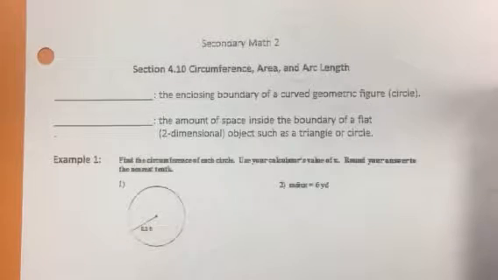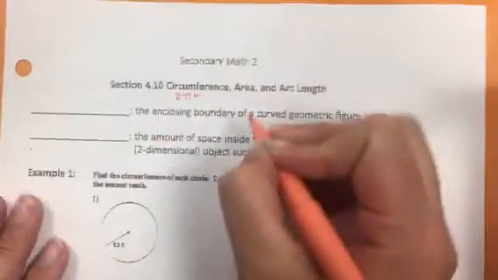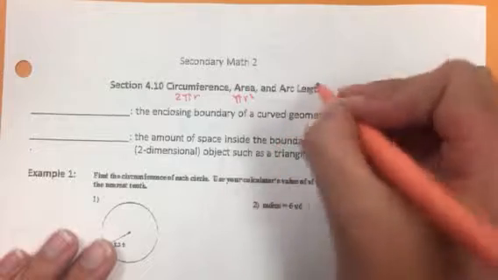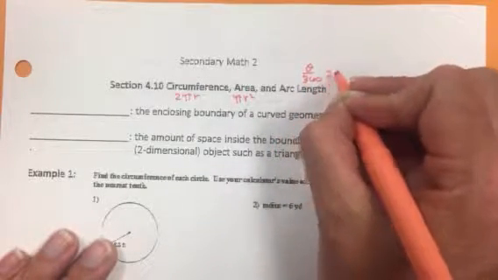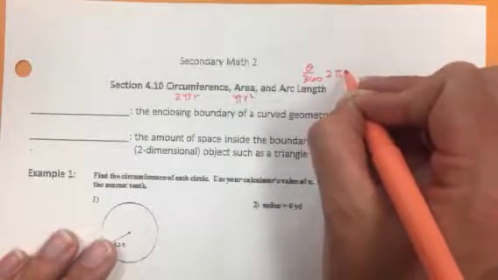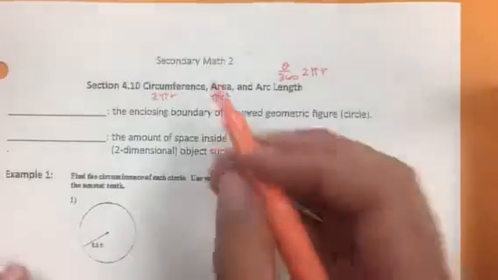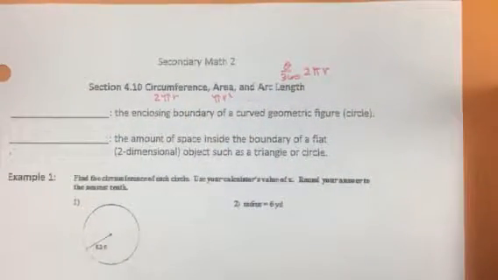All right, in lesson 4.10, we're going over circumference, we're going over area, and the arc length. These are the formulas for all three of them if you would like to write them down, but we will be using them throughout, so you don't have to copy them right now.